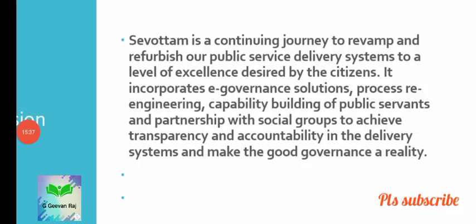So the Sevattom model is not yet a reality. It is actually an ideal framework which all governments should aim to achieve. And it is also a constantly evolving concept. So with the course of time, this concept further evolves. Whenever the government tries to achieve the Sevattom model, good governance will eventually happen. So achieving good governance or the Sevattom model should be the ultimate goal of all governments.